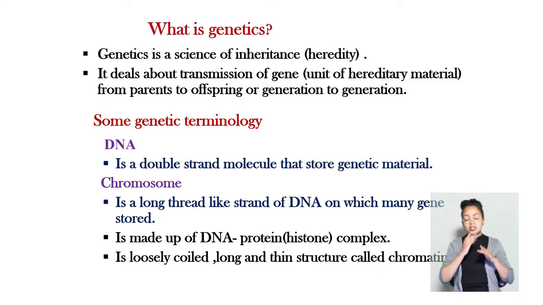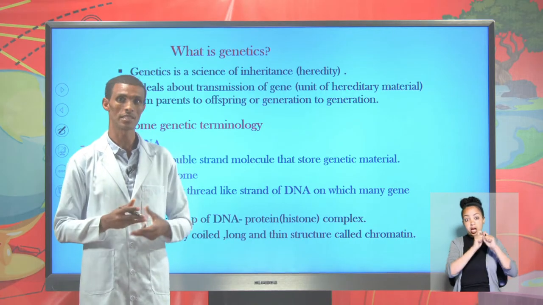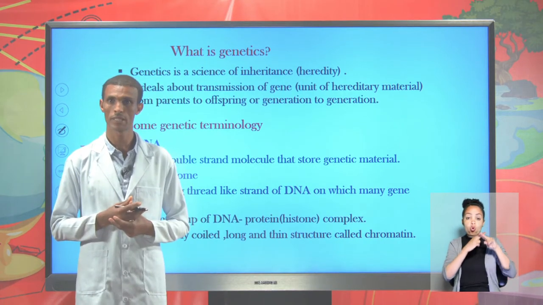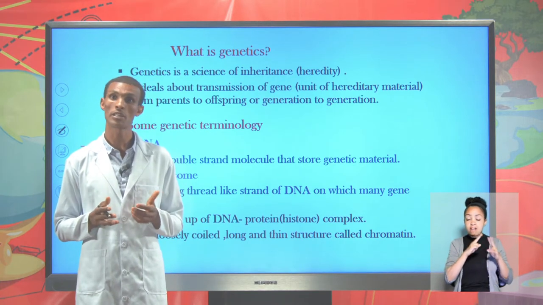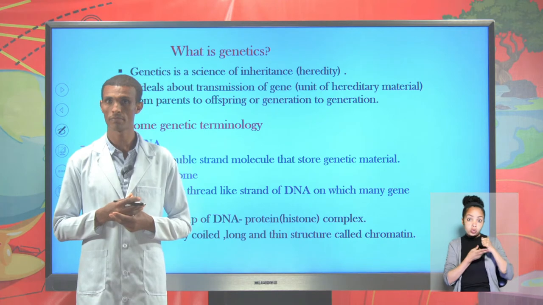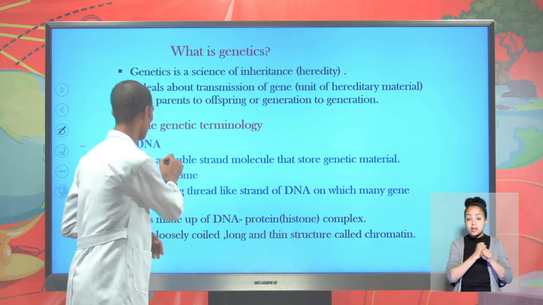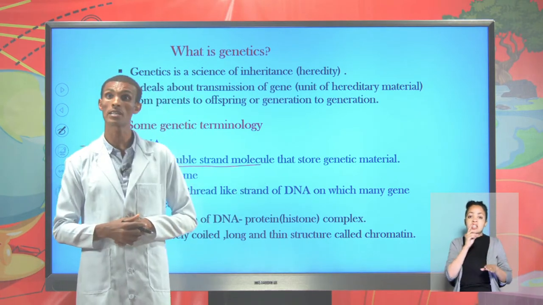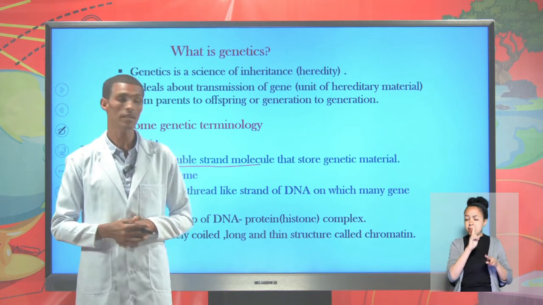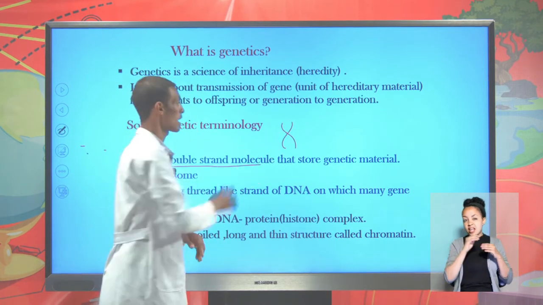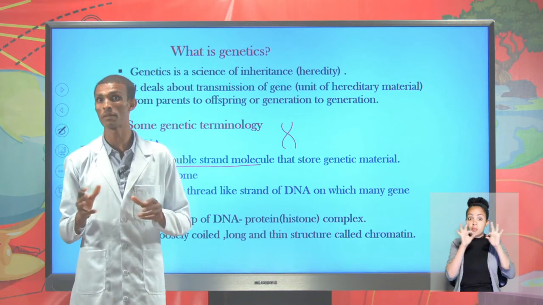There is some terminology that we deal with together with genetics. This includes DNA. DNA is one type of nucleic acid that is made from smaller monomers called nucleotides. And again, DNA is very important in genetic material storage. DNA is a very stable molecule, and it is made from two strands. By that, DNA is considered a double-stranded molecule, which is very important in the storage of genetic material.